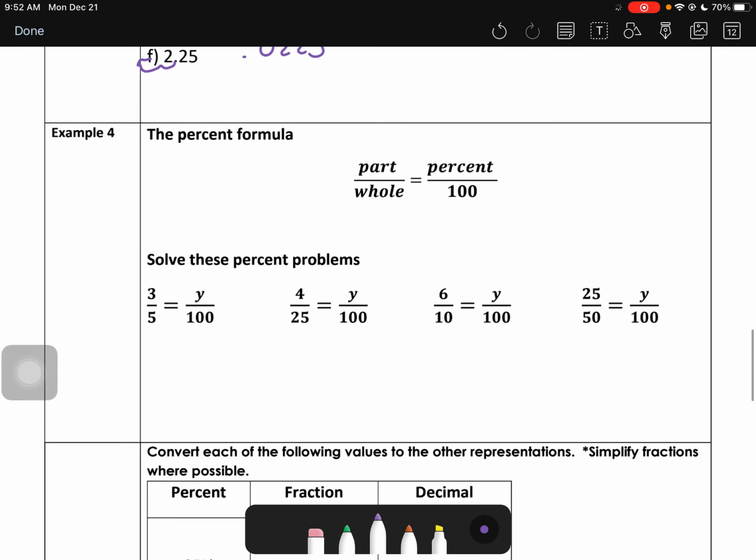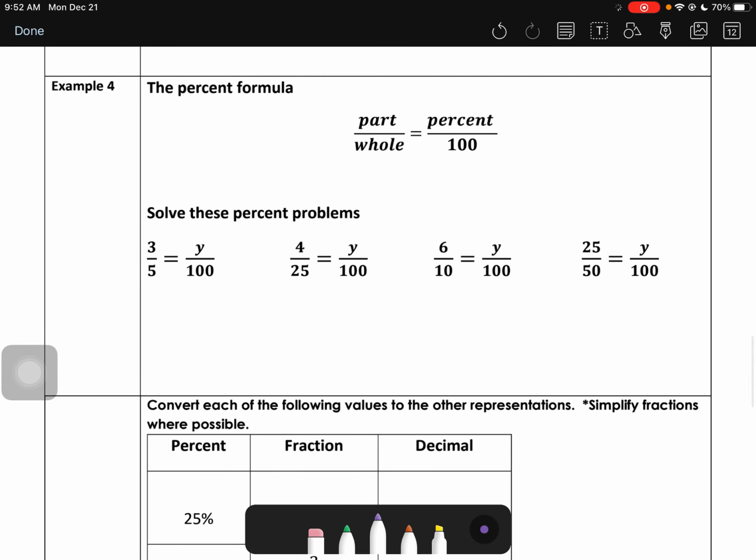So the percent formula is taking a part over a whole, and that equals the percent over 100. So it's very similar to the proportions that we already did. So if we want to figure out what the percent is, we can say 5 times what number is 100, and we would multiply by 20. So we're going to multiply by 20 on the top, and that's going to give us 60%.